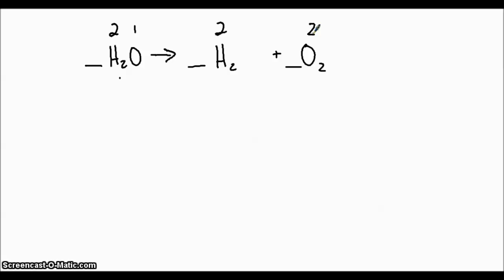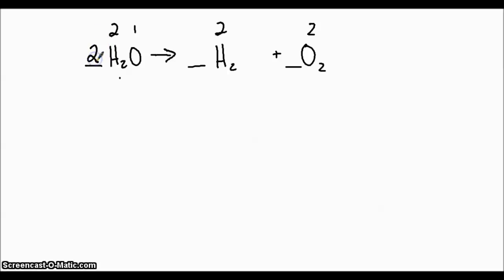Well, some of you may think, oh, I could put a 2 down here. I can't do that. Then that would change my formula. I can't just put a 2 here because that would change my formula from water to hydrogen peroxide. That's not what I have. That's not what I want to do. What I can do is put the coefficient.